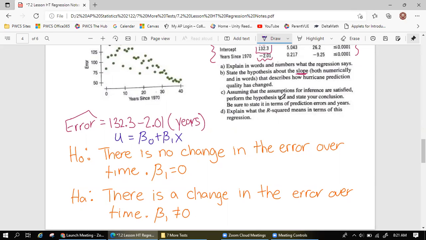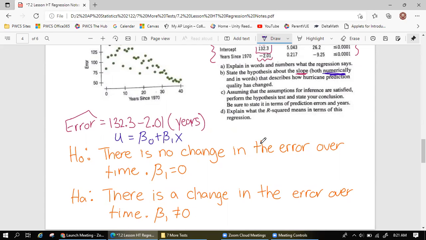In numbers, numerically, beta 1 equals 0. The slope is 0. So our alternative would be there's a change in the error over time and our slope is not equal to 0. So we have some sort of slope, positive or negative, that shows some relationship between our years since 1970 and the error we have in predicting the hurricane location.